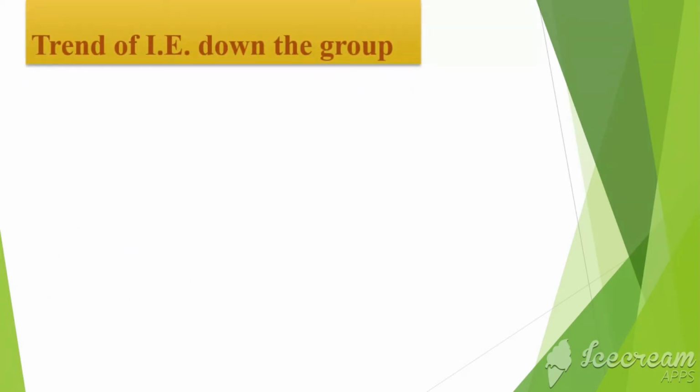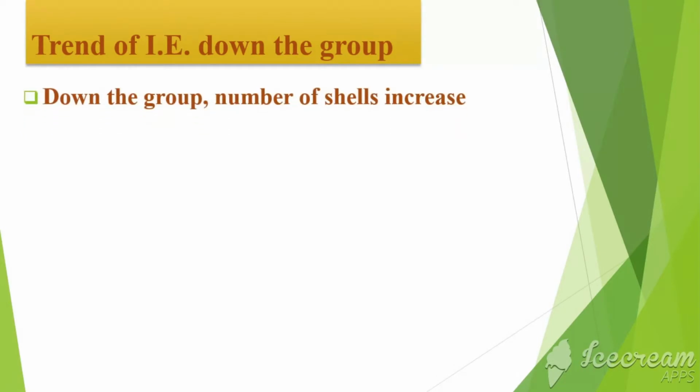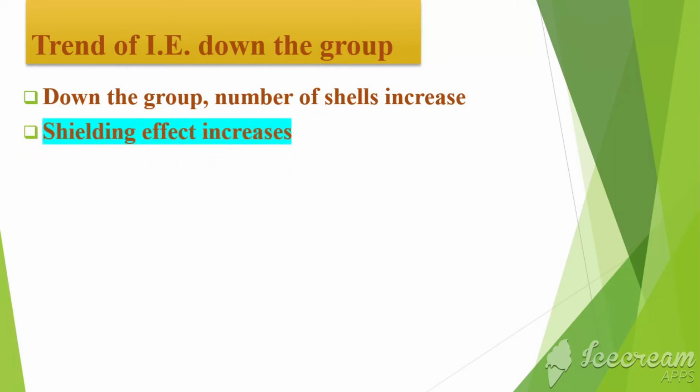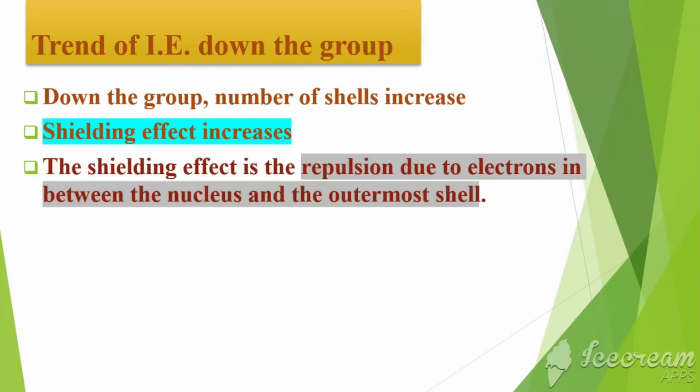What is trend of ionization energy? Down the group. Down the group, number of shell increases. Shielding effect also increases. Shielding effect is shield of electrons which prevent nucleus from attracting outermost shell. Nuclear charge increases. Also, down the group, shielding effect increases, and when shielding effect increases, then attraction between nucleus and outermost shell should decrease.